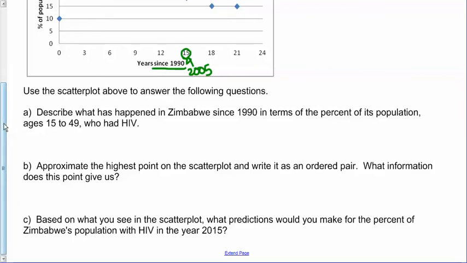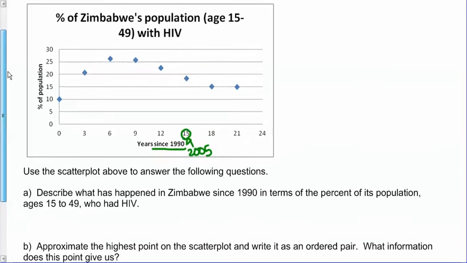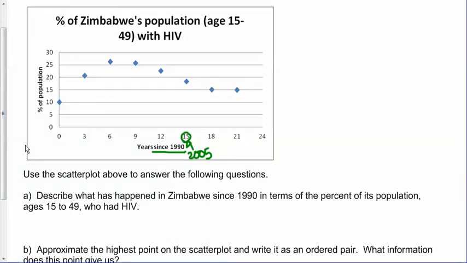So moving ahead. So let's see what we can do here. Describe what has happened in Zimbabwe since 1990 in terms of the percent of its population ages 15 to 49 who had HIV. So let's see the story that this scatter plot gives us. Notice we don't have a table of values, we only have the scatter plot to rely on. So we can see here in 1990, so 0 years since 1990 is 1990, right here. It shows that 10% of the population of Zimbabwe that were ages 15 to 49 had HIV.